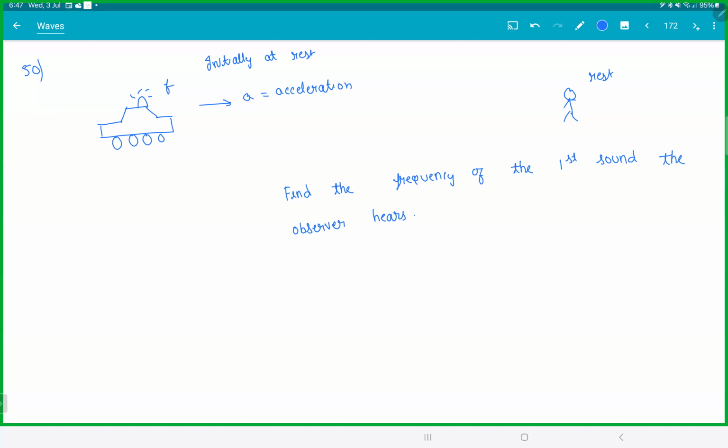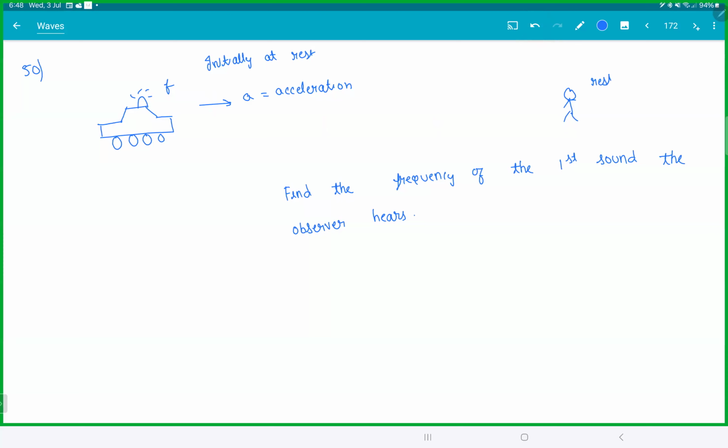So you started the vehicle with the siren, 0 speed, acceleration is a, siren started at the same time. So that sound will come and reach him, so he will hear a frequency. That means the second sound's frequency will be different, the third sound's frequency will be different. The frequency is continuously changing now because the speed is changing, obviously. So I don't want all that. I just want the frequency heard by the observer for the first time.